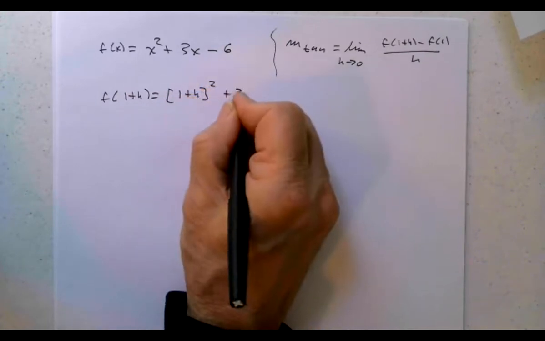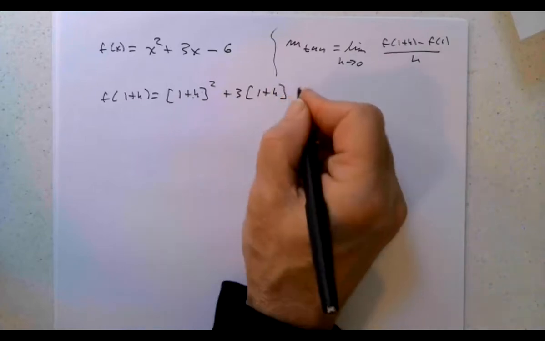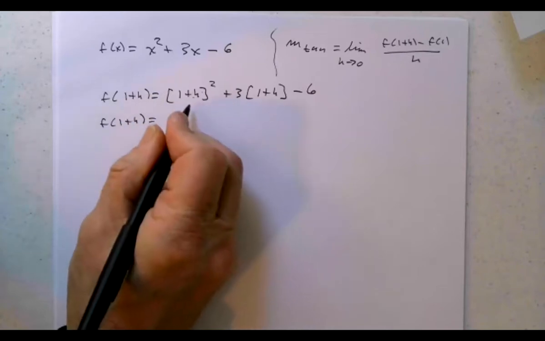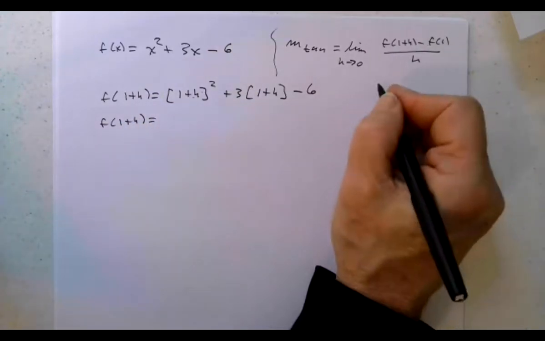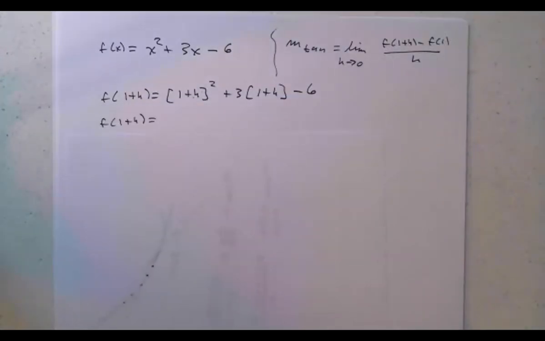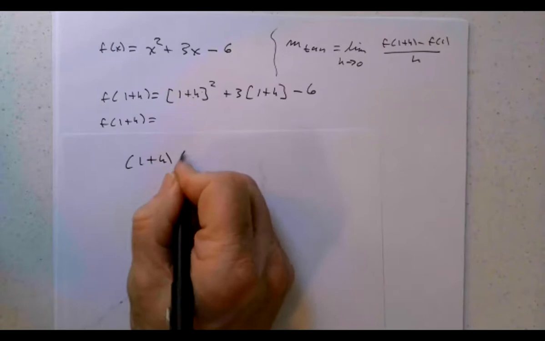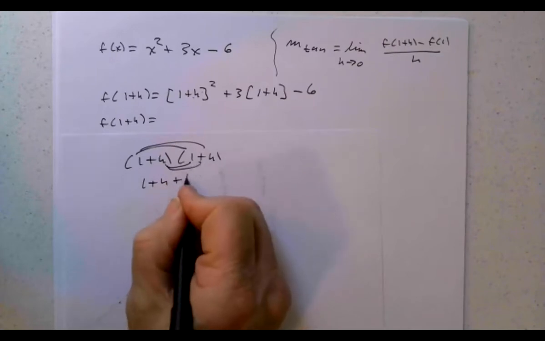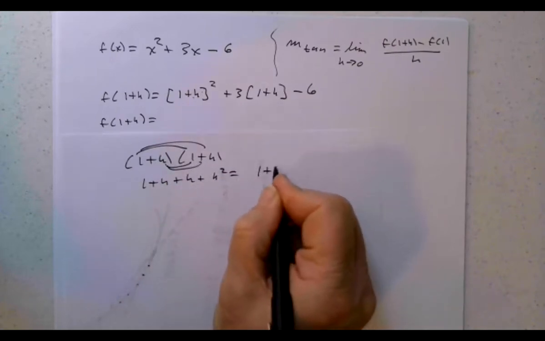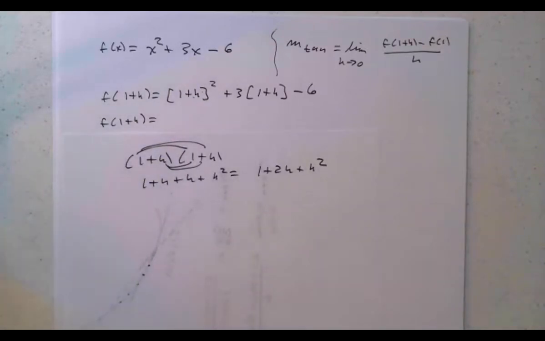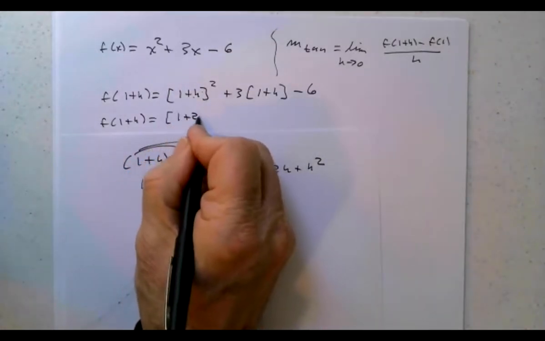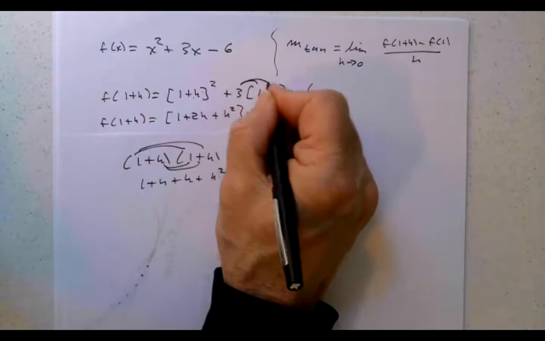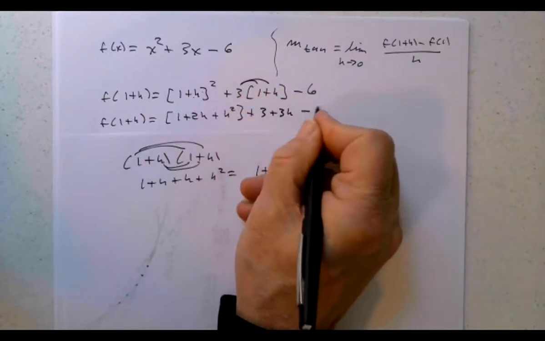1 plus h squared plus 3 times 1 plus h minus 6. Simplifying. 1 plus h times 1 plus h. What is that? 1 plus h times 1 plus h is 1 plus h plus h plus h squared. It's 1 plus 2h plus h squared. Three times 1 plus h is 3 plus 3h, minus 6.